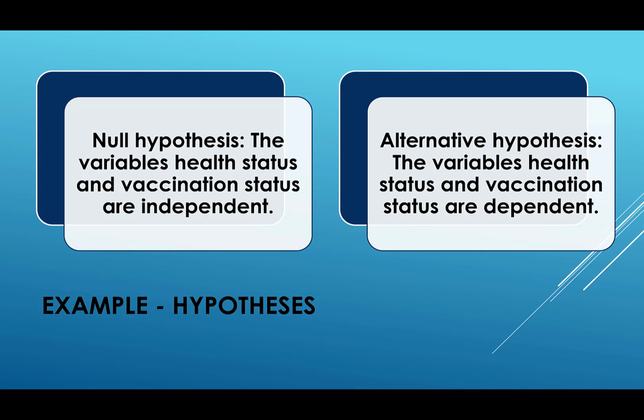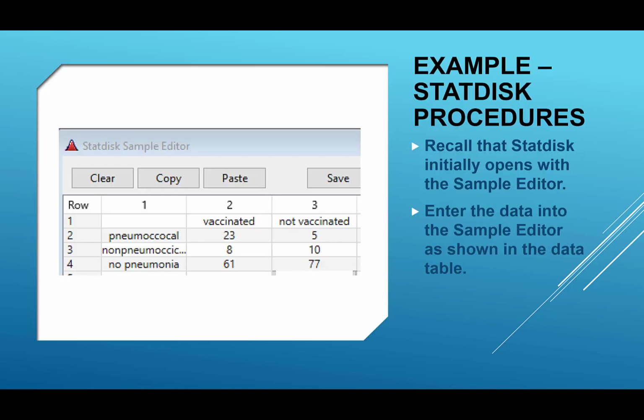So now let's take the data that we just got from the previous table and perform a test in Statdisk. Recall that Statdisk initially opens with the sample editor that allows you to enter any data that you have. So I did enter the data from our table that we were given for the outcomes into the sample editor. And we would then proceed to do the test.